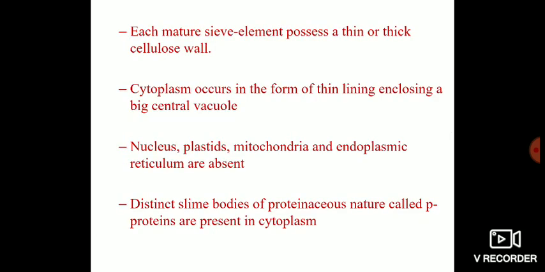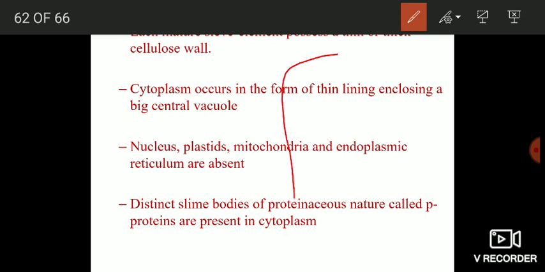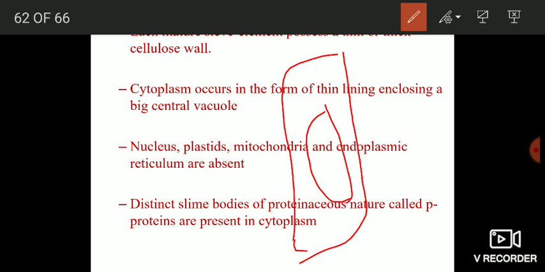Each mature sieve element possesses a thin or thick cellulose wall. There is no lignin deposition. You have to remember this. In sieve tube elements, you do not have the lignin deposition. Instead, the walls are composed of cellulose. And the cytoplasm of sieve tube elements occurs in the form of a thin lining enclosing a big central vacuole. Here you can see this is the sieve tube element. It possesses a large vacuole and a thin lining of cytoplasm around this vacuole.